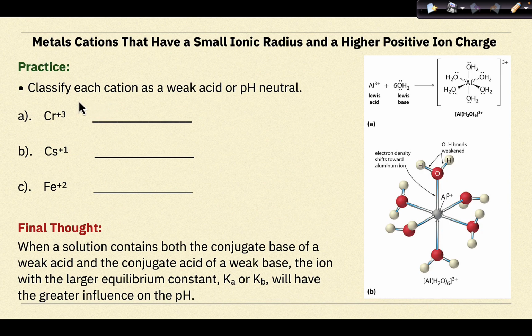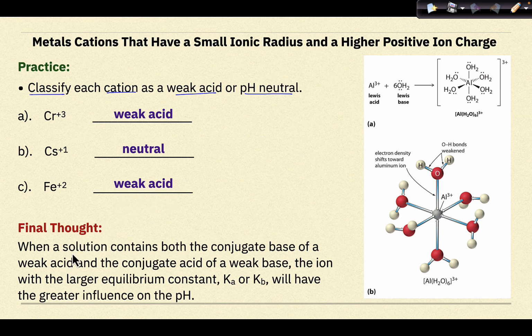Let's do some practice. Classify each cation as a weak acid or pH neutral. Cr+3 is a transition metal with a high positive charge. Therefore, it will be classified as a weak acid. Cs+1 is a group 1 metal with a low charge, so that will be classified as neutral. Fe+2 is a transition metal with a +2 charge. That would be classified as a weak acid.